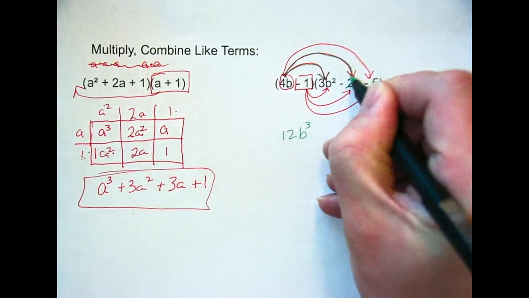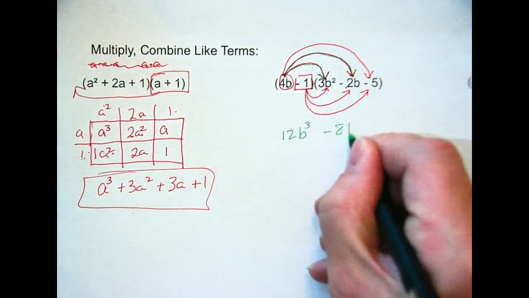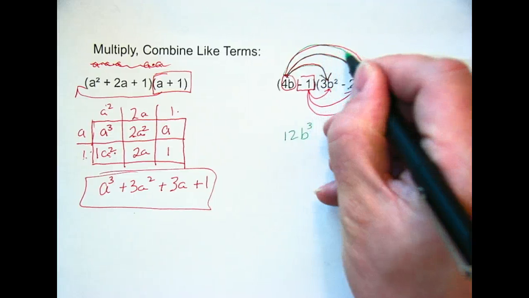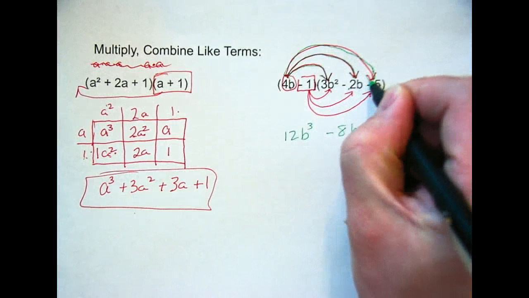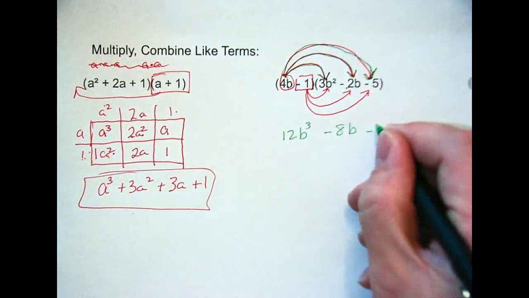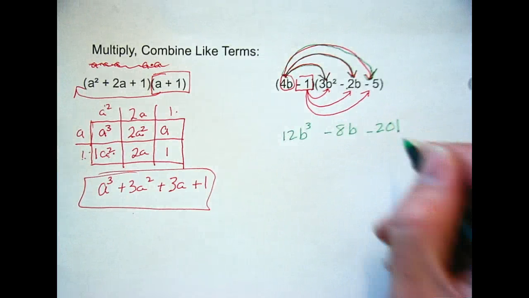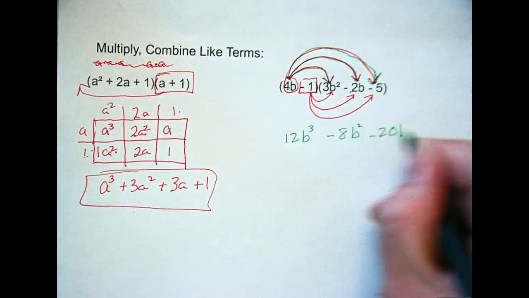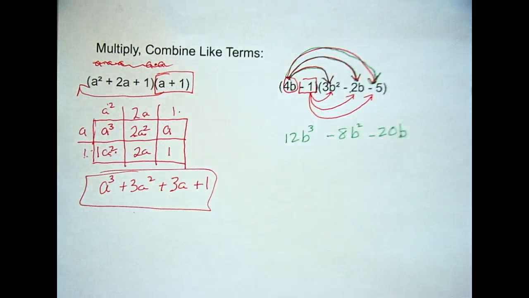So 4 times -2 is -8, and then we have our b squared. And then we have 4b times -5. So 4 times -5 is -20b. Oops, I forgot a b squared there. Thank you. How many got that first line?